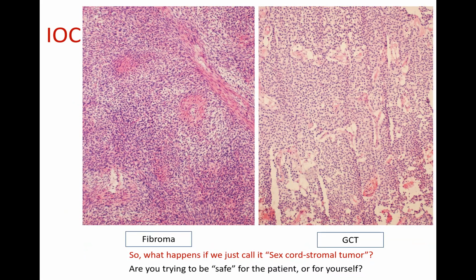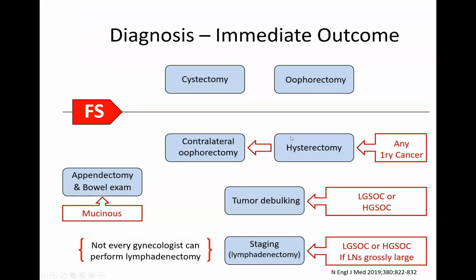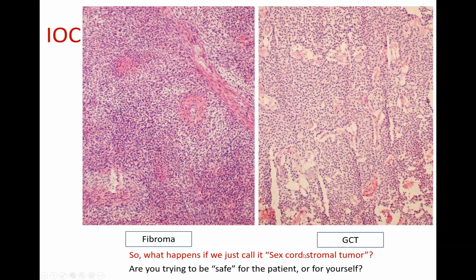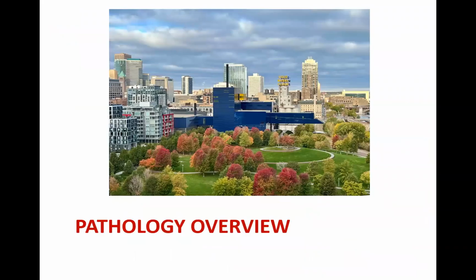Because if you tried to be clever and looked at the one on the left and just called it sex cord stromal, you left the surgeon wondering, is it sex cord or stromal? And if it was just a fibroma, they may think they heard you say sex cord, i.e. granulosa cell tumor, and therefore they may in fact do the hysterectomy. So the term sex cord stromal tumor is not recommended on frozen section. You have to be either negative for malignancy, or you can go as far as saying granulosa cell tumor, as we will see now. Let us talk about morphology.